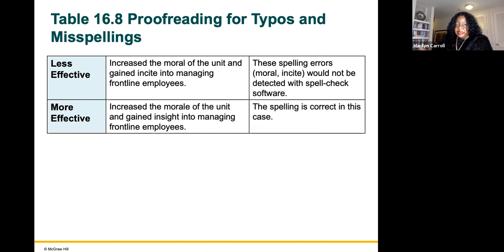Proofreading for typos and misspellings. Increase, so here's just an example on the board: increase the morale of the unit and gain insight into managing frontline employees versus increase the morale of the unit and gain insight into managing frontline employees.